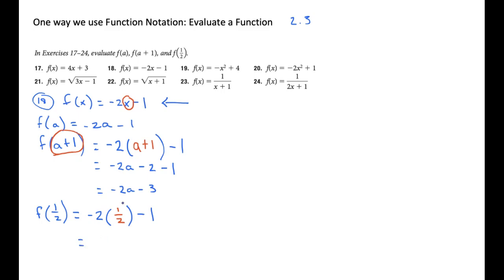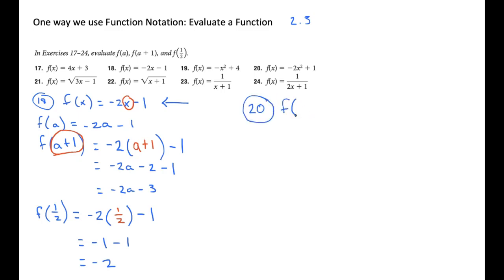And we're going to get negative 2 times 1/2 is negative 1. Still have a minus 1 there, so we get negative 2. So f of 1/2 is negative 2. Okay, so I'm going to leave the odd numbers for you to try, because the answers are in the back of the book, and I really think you should try these and look at the answers in the back of the book. So these are from section 2.3, and you can just take a look in the back of your section there. All right, I think next I'm going to try 20 because it's got a square in it.